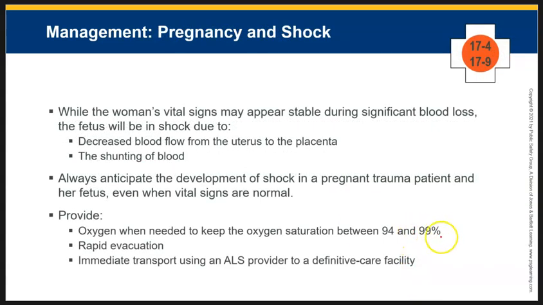The woman's vital signs may appear stable because she's compensating very well, but the second patient, the fetus, will be in shock because the mother's body is shunting blood to her system, therefore decreasing blood flow from the uterus to the placenta and therefore to the fetus. So anticipate the development of shock in a pregnant trauma patient and her fetus, even if the vital signs are normal because of her compensation. Provide oxygen and transport using ALS.